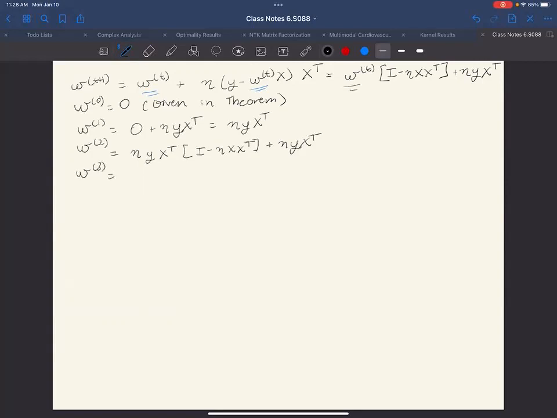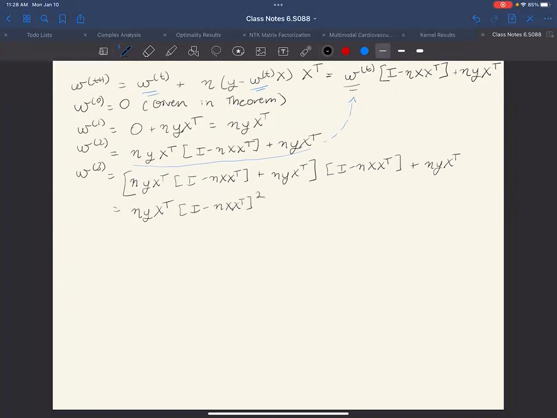Let's keep going. I'm going to take this whole thing and plug it in up here. So I get eta y x transpose times (I minus eta x x transpose) plus eta y x transpose, that's my w2, and then I have eta times (I minus eta x x transpose) and eta y x transpose. Maybe I'm starting to see some things happening here. Let me just expand this, foiling out the first term.